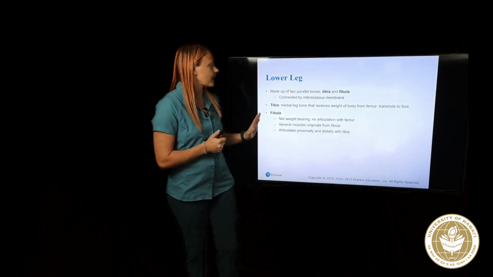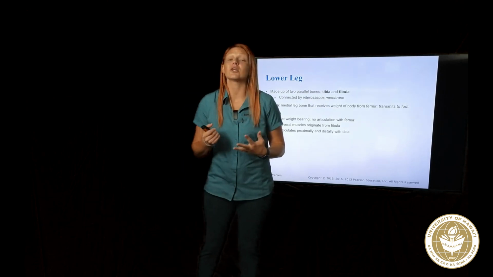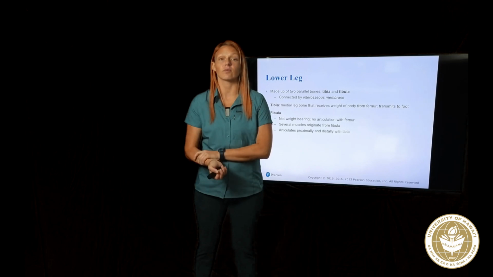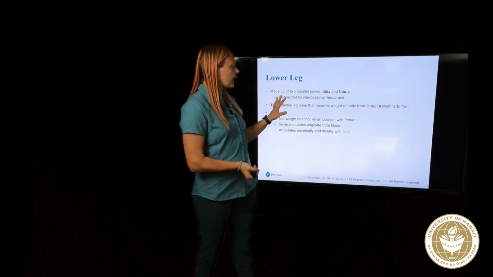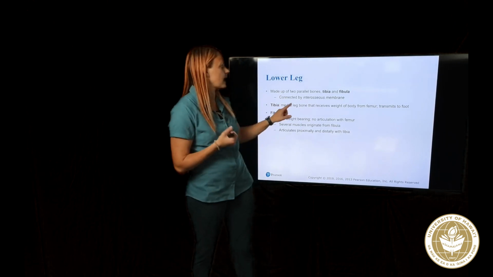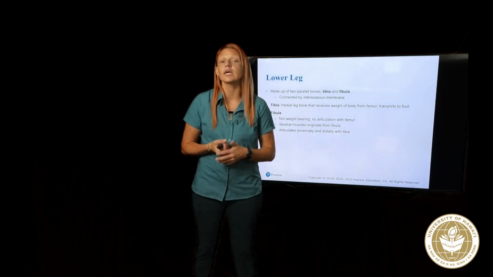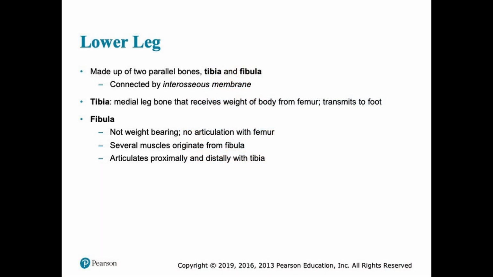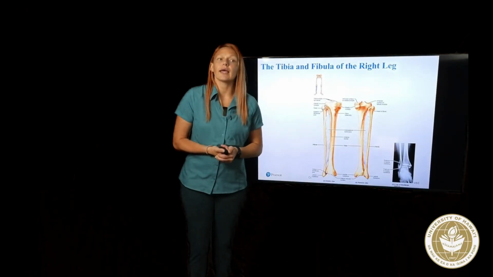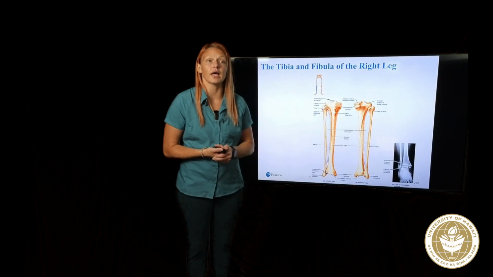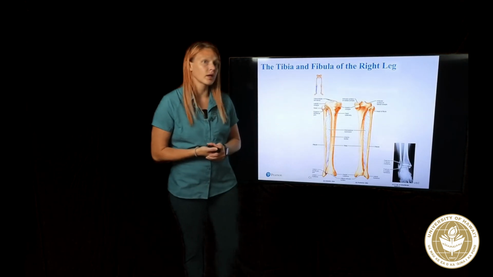And again, just a reminder, your lower leg is very similar to the forearm structure, right? Different names of the bones. In our forearm, it was the radius and the ulna. Lower leg, it's our tibia and fibula, but very similar structure. Again, they're going to be connected by that interosseous membrane, just like the radius and ulna were. So again, that lower leg is going to be made up of 2 parallel bones, the tibia and the fibula.